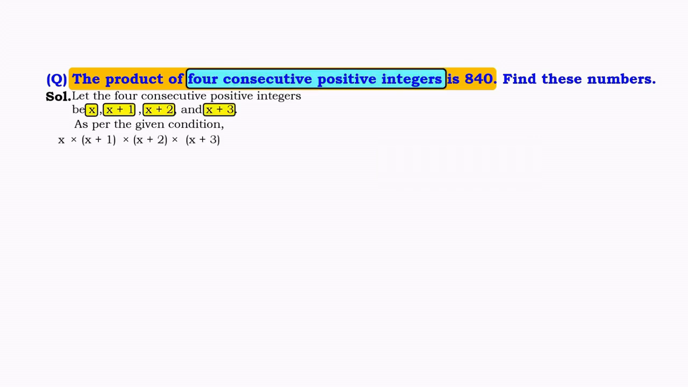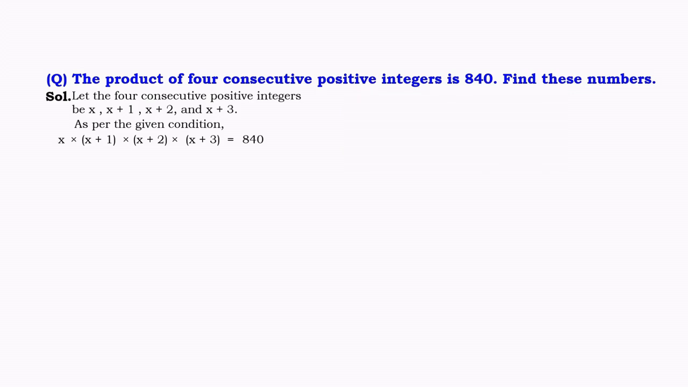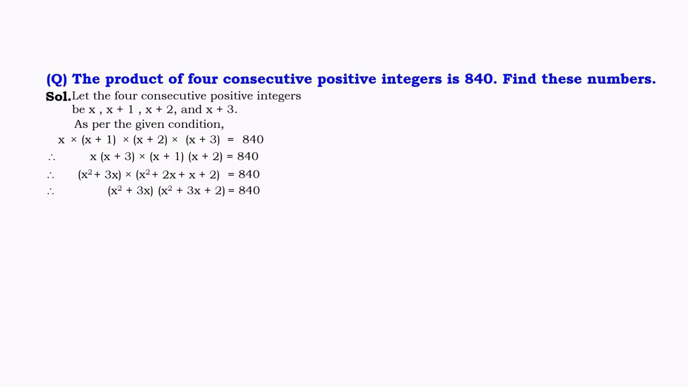According to the given condition, the product of these 4 numbers is 840. So, x multiplied by x plus 1, multiplied by x plus 2, multiplied by x plus 3 is equal to 840. To make the expression simpler, we group the first and fourth terms together and the second and third terms together. This gives us x multiplied by x plus 3 and x plus 1 multiplied by x plus 2. After multiplying, we get x squared plus 3x and x squared plus 3x plus 2.